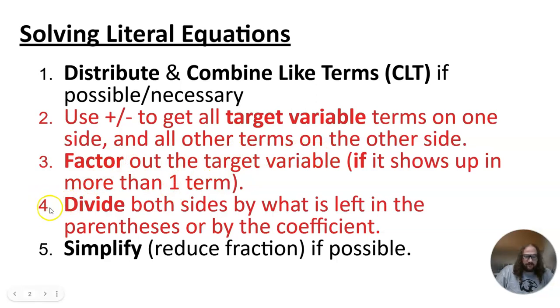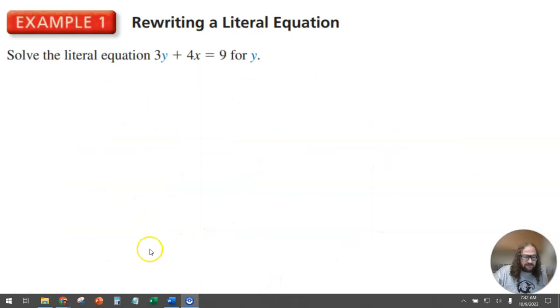And then step 4 would be, if we did factor out our target variable, we would divide both sides by whatever's left in the parentheses. And if we didn't have to factor out because there was only one term that had our target variable, then we would divide both sides by the coefficient. And then if there's a way to reduce the fraction at the very end, we would simplify and reduce that fraction.